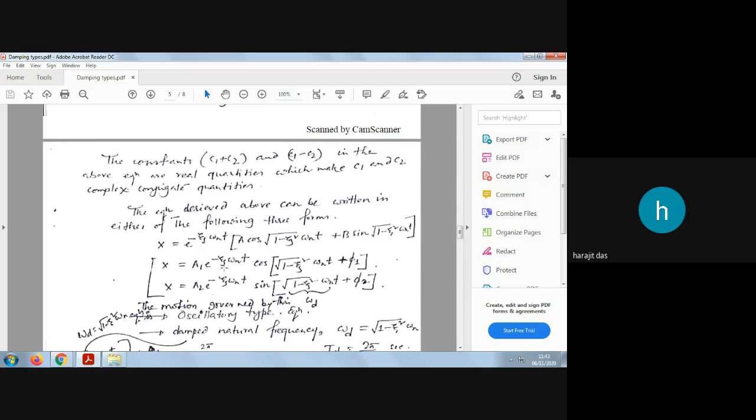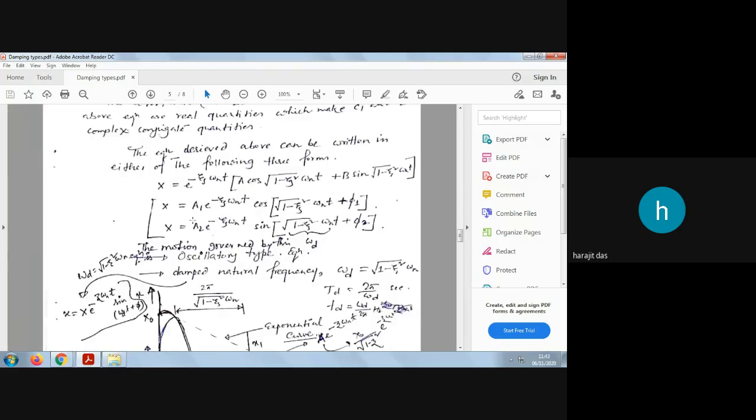So a1 e to the power minus zeta omega n t cos of under root 1 minus zeta square omega n t plus phi 1, and here instead of a1 you can write a2, and instead of phi 1 you can write phi 2. So here you can see that these expressions are sinusoidal or cosine curves, so you can say that these are periodic functions. These are damped periodic functions because zeta is there.